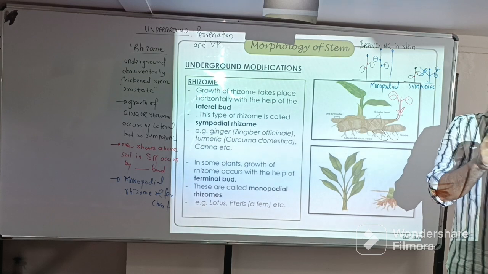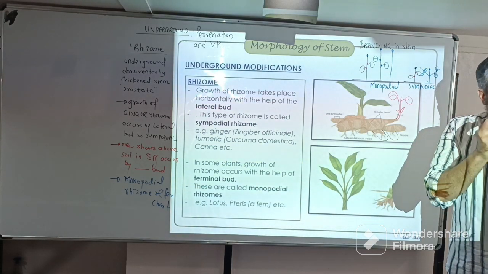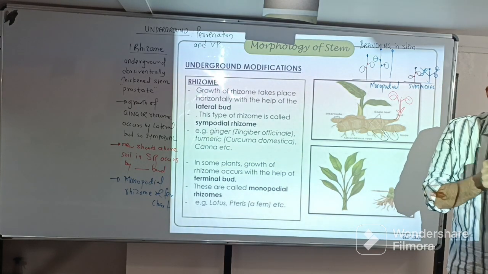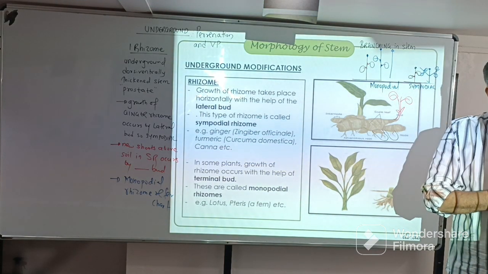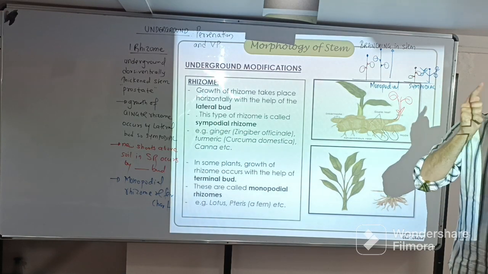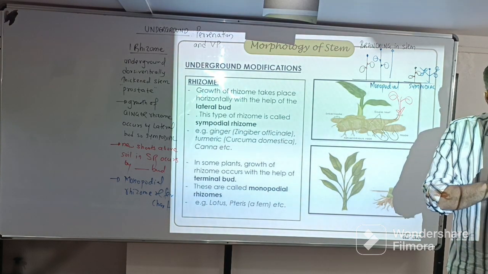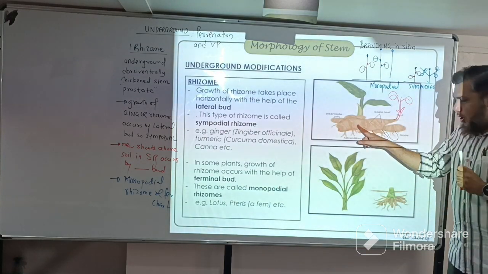In an onion, the outer layer that is there is also a modified leaf only, which is called tunic. T-U-N-I-C. Tunic. It is also a scale leaf. So did you imagine it now? You eat that scale leaf, no? Not supposed to eat that. I hope you got my point.